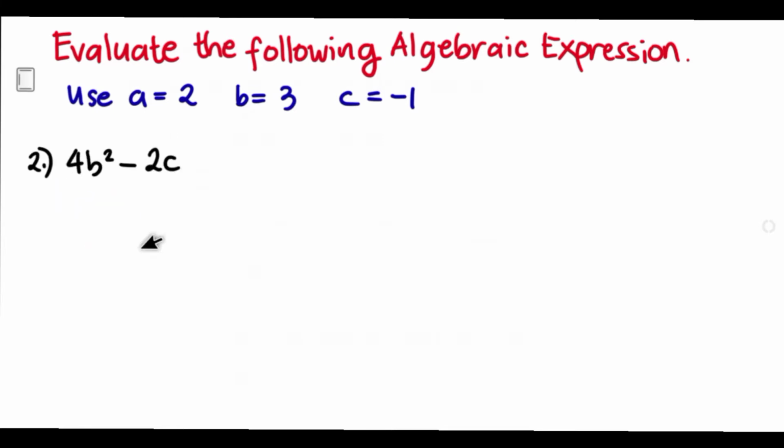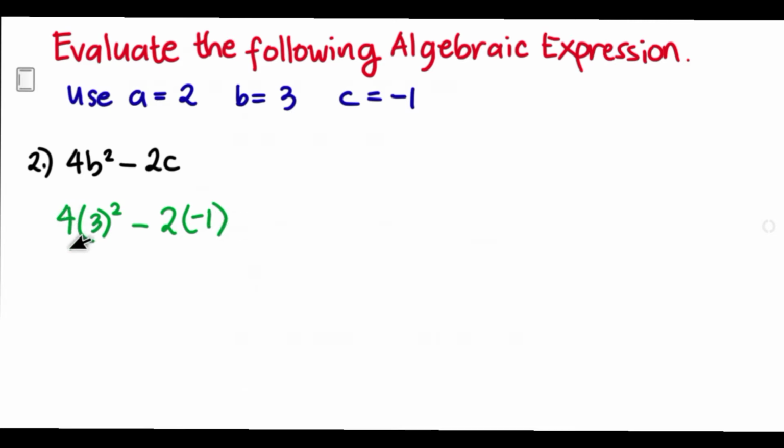Now let's try example number 2. We have here 4B squared minus 2C. So that will be 4 times the square of B. So 4 times B. Ano pong value ni B? Ayan po, 3. And squared lang po. Lagyan po natin ng squared yan. And then minus 2 times the value of C. C is -1.